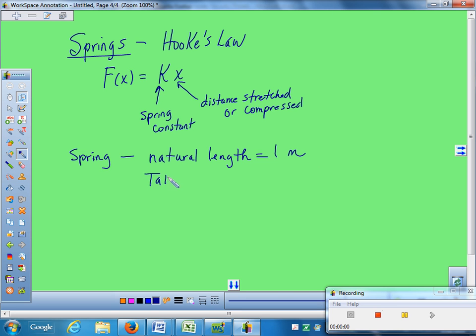It takes an 8 Newton force to stretch it to 3 meters. And I should say, stretch it to a length of 3 meters. My question to you is, how much work is required to stretch it from 2 meters to 4 meters?